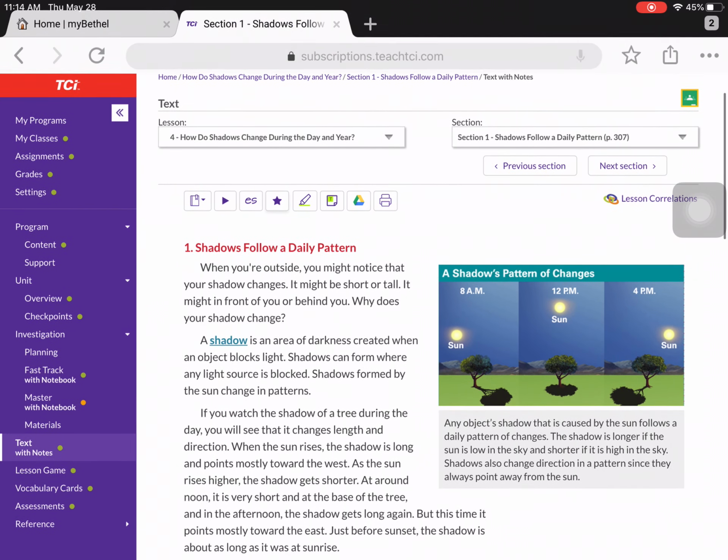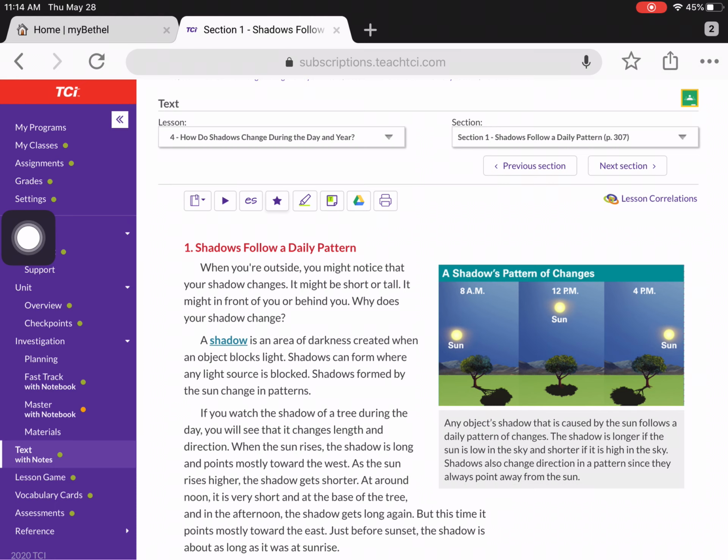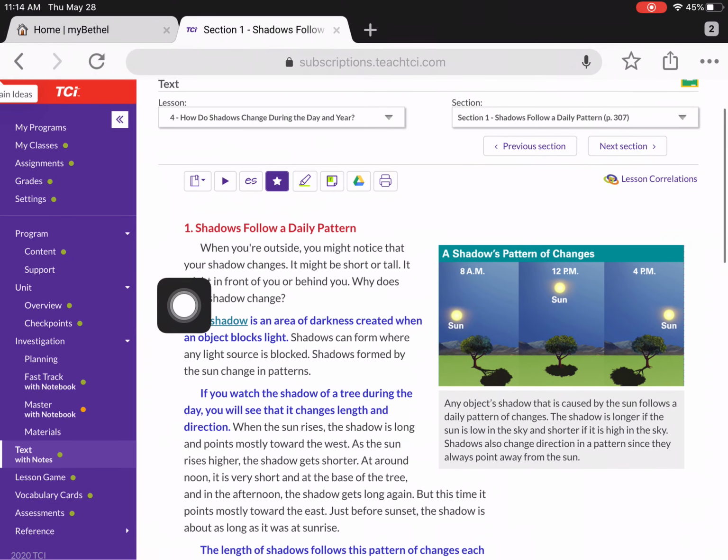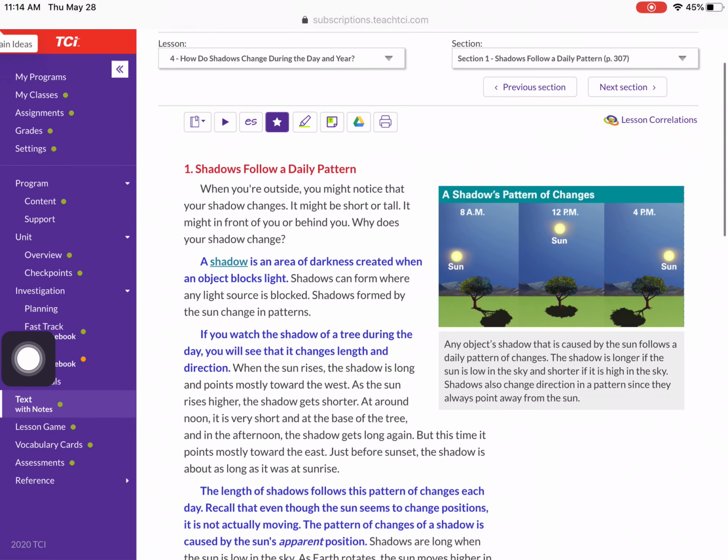And again, I'm going to click that little purple star right here for the main ideas. Notice how these are highlighted. Helps you get out those important ideas from our text. So, number 1, shadows follow a daily pattern. Notice the image right here. This is the shadow pattern.